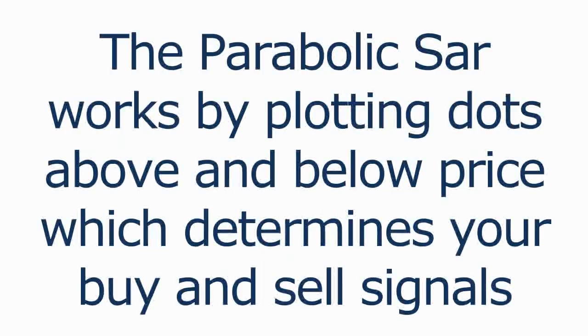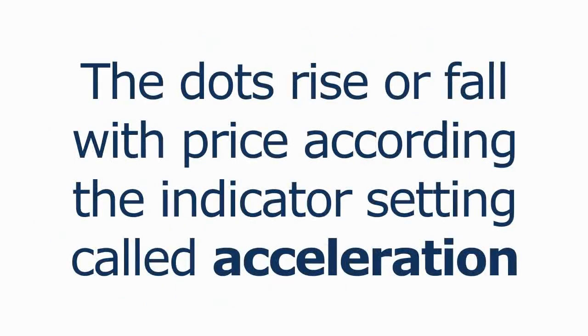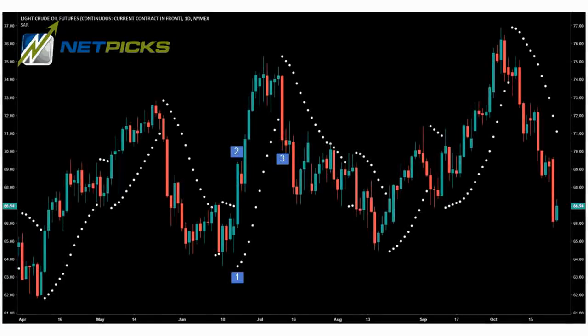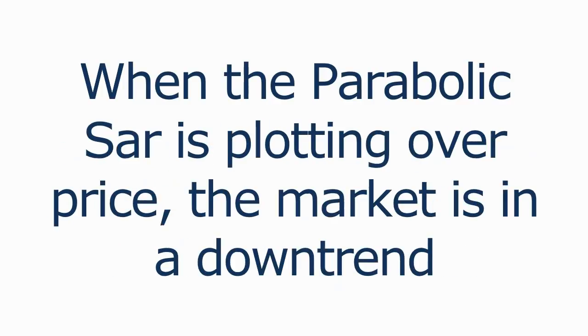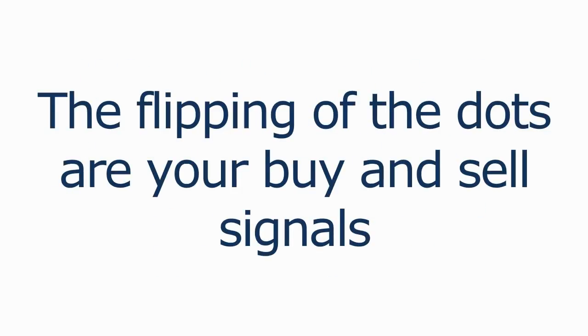It works by plotting dots above and below price, which determine your buy and sell signals. The dots rise or fall with the price according to the indicator setting called acceleration. The white dots on this chart of crude oil futures are called a parabola. When the Parabolic SAR plots below price, consider the market to be in an uptrend, and when it plots over the price, the market is in a downtrend. The flipping of the dots gives your buy and sell signals.